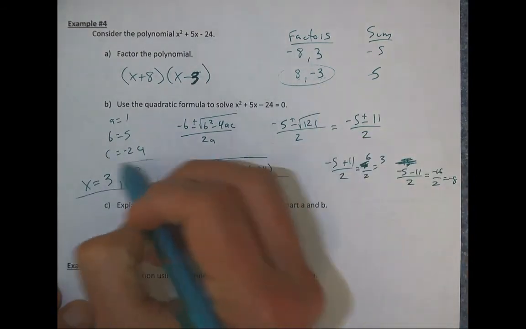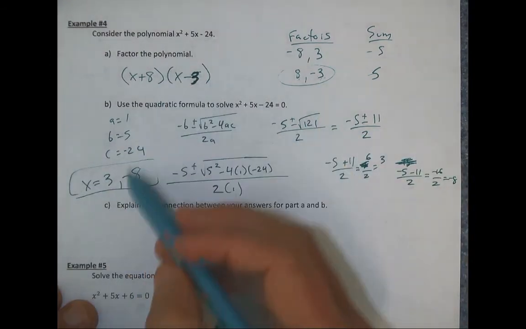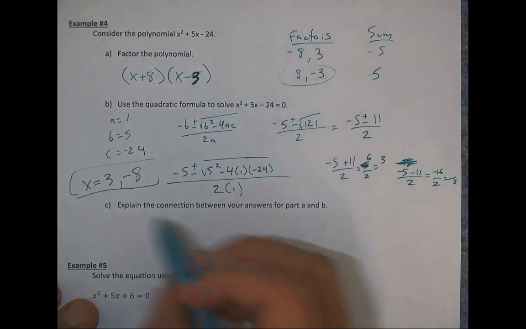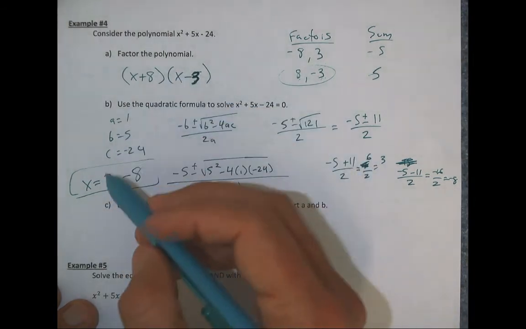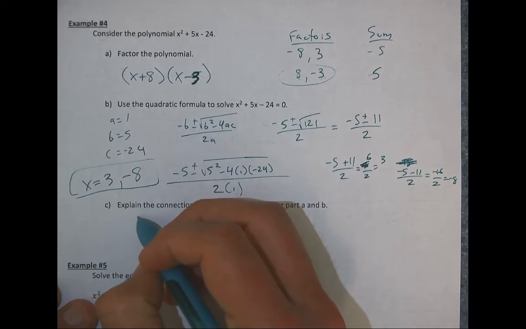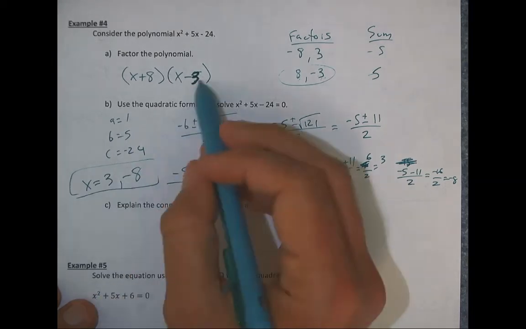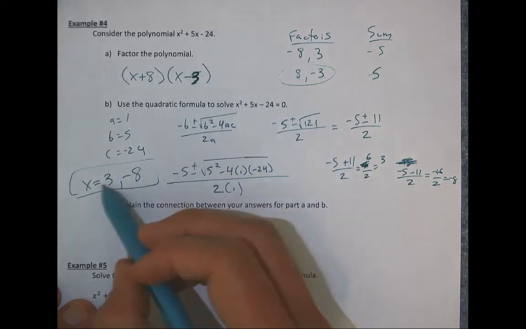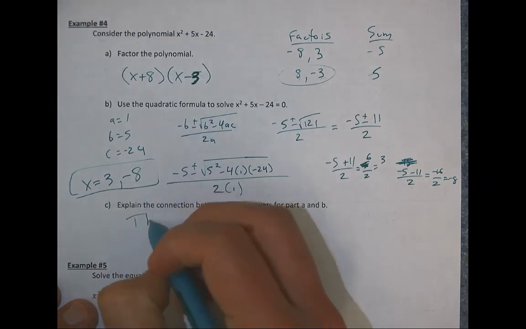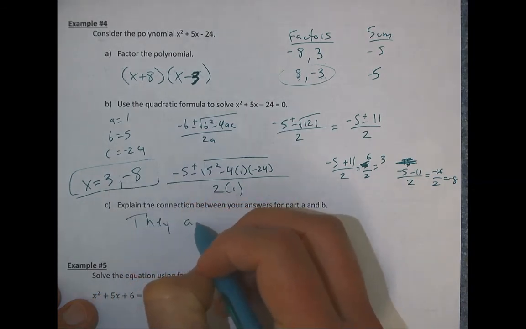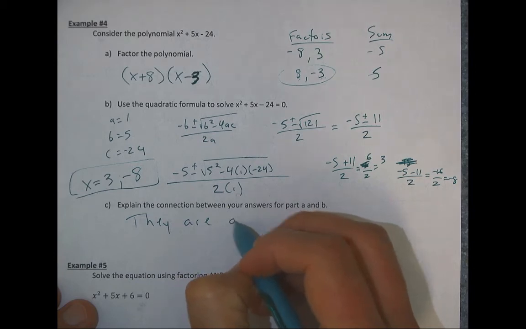And this is what I want you to do for part C, to make the connection now between these two. Explain the connection between your answers. And so you would say, now notice this is a negative 3 and a positive 8, and I got the opposite. So the answers are opposites.